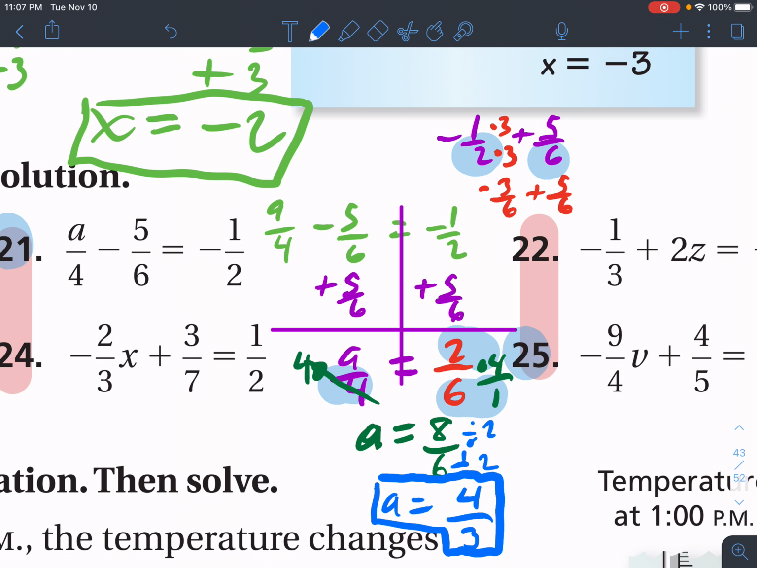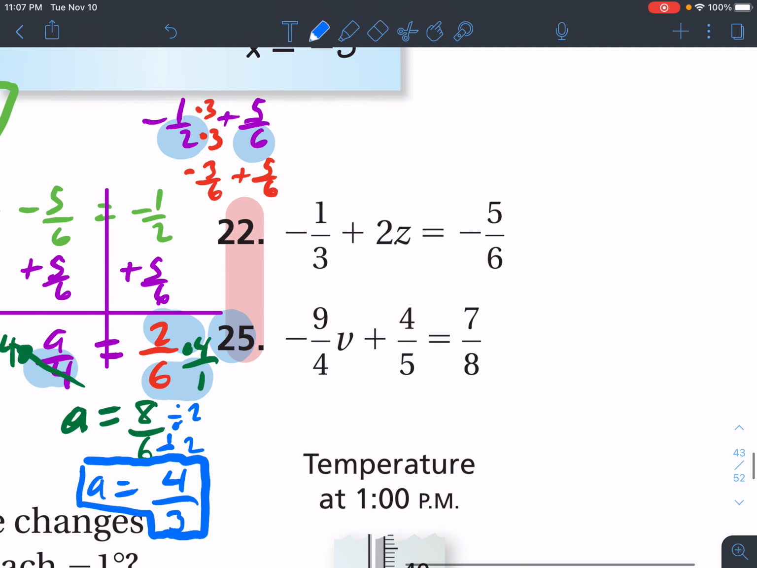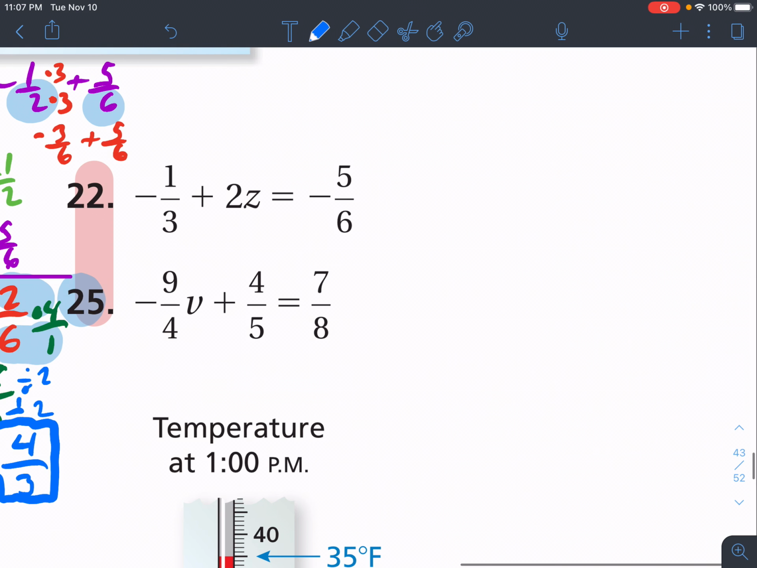It's still the same steps. I know it's fractions. I know it can be tough, but you're going to do the same steps as we did before. Okay? So we'll do another one. Let's do this one right here. So I've got negative 9 over 4 v plus 4 over 5 equals 7 over 8.